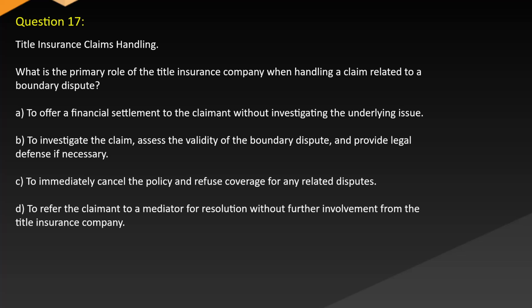Question 17. Title insurance claims handling. What is the primary role of the title insurance company when handling a claim related to a boundary dispute? A. To offer a financial settlement to the claimant without investigating the underlying issue. B. To investigate the claim, assess the validity of the boundary dispute, and provide legal defense if necessary. C. To immediately cancel the policy and refuse coverage for any related disputes. D. To refer the claimant to a mediator for resolution without further involvement from the title insurance company.